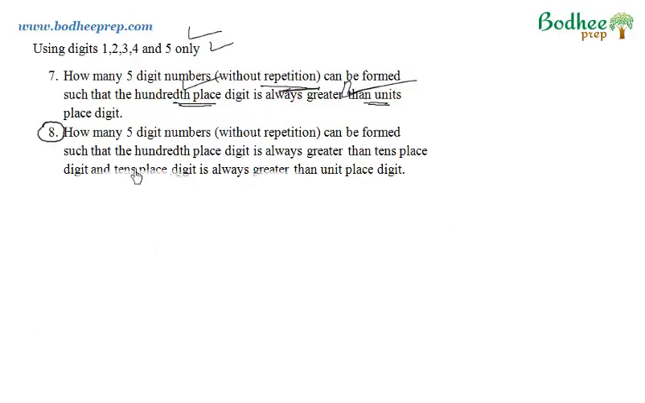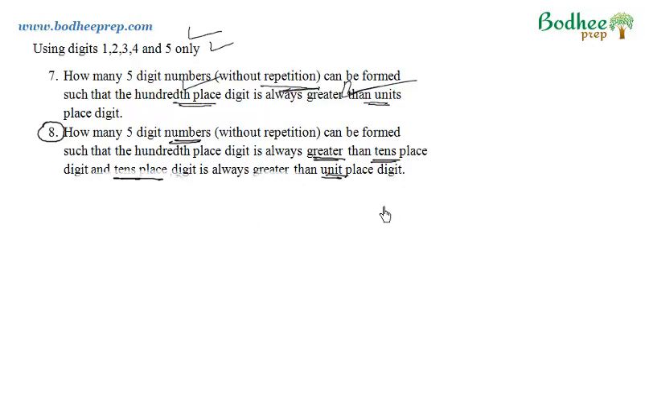Now let's come to question number 8. It says that we have to make a 5-digit number without repetition, such that the 100's place digit has to be greater than the 10's place digit, and the 10's place digit has to be greater than the unit place digit. So there are 3 digit conditions here.